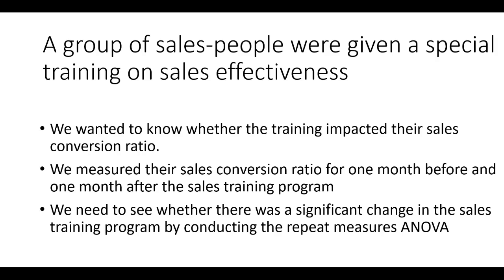So here we measured the sales conversion ratio of each salesperson for a 1 month period before the training program, and then after the training program we again observed the same set of salespeople and measured the sales conversion ratio for each of them. And then we wanted to see whether there was a significant change by conducting this statistical method called repeat measures of ANOVA. So I will just explain how this is conducted and how the results are interpreted in the SPSS program.